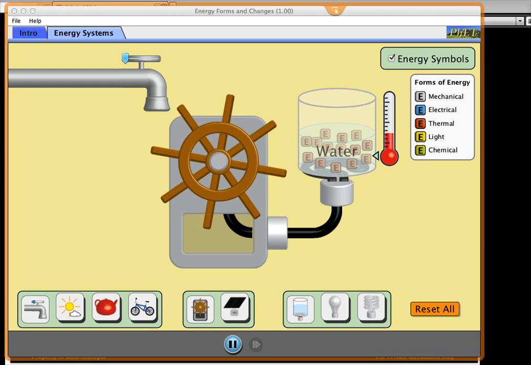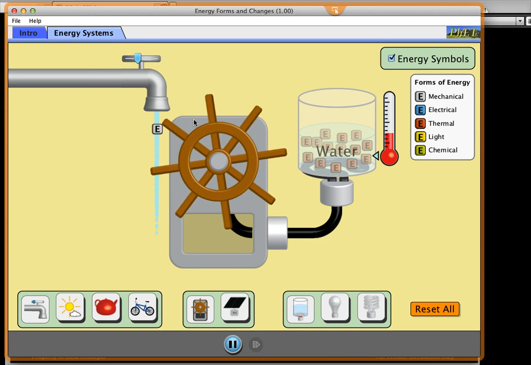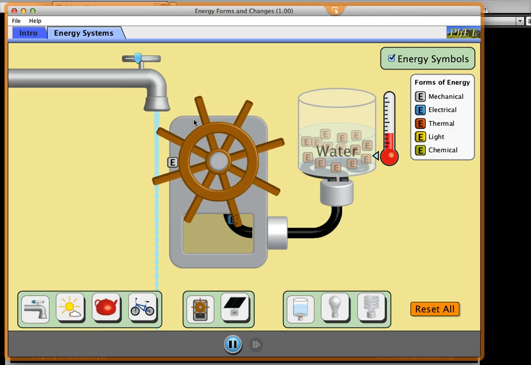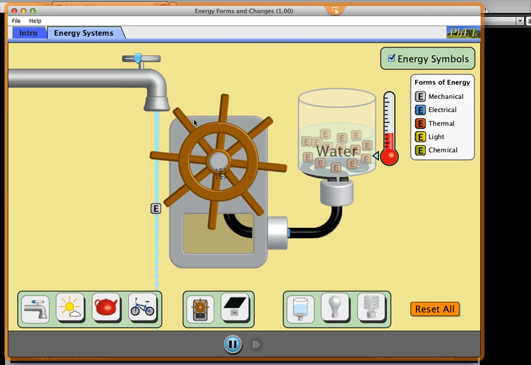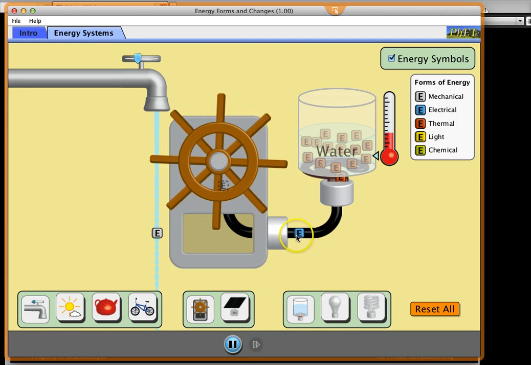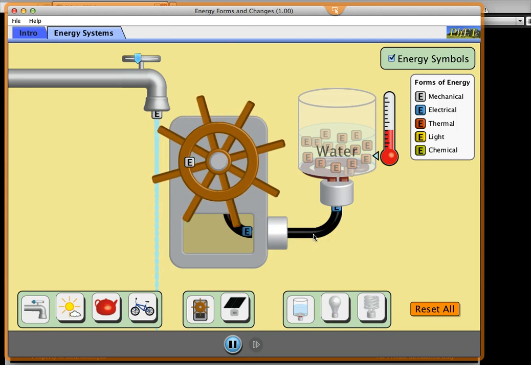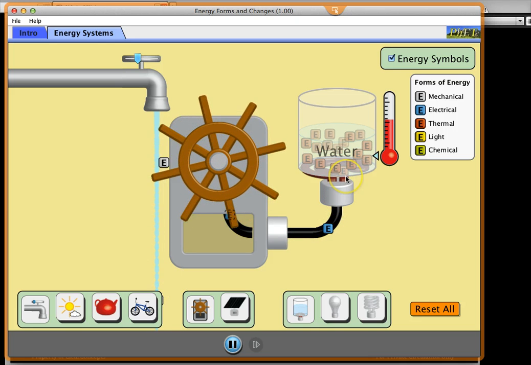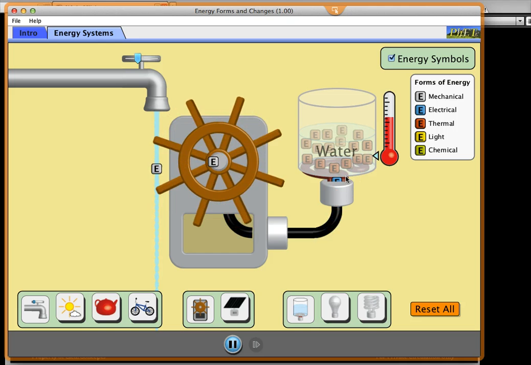Now let me just start very briefly just to see what's happening here very quickly. Can you see the water falling and the paddle wheels start to move? Okay, very good. Can you see that some of this mechanical energy is getting converted to blue electrical energy? Yes? No? And can you see that in the heater, this blue electrical energy is becoming red thermal energy? Yes?